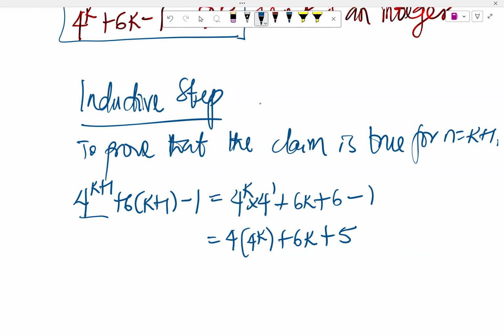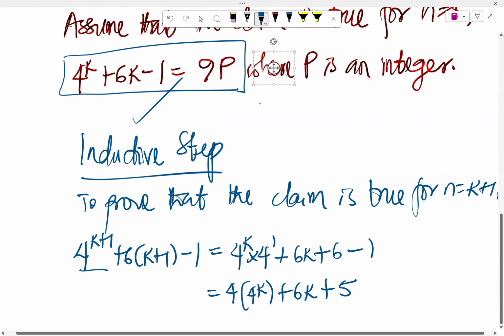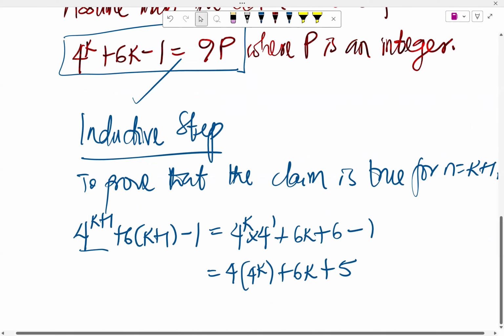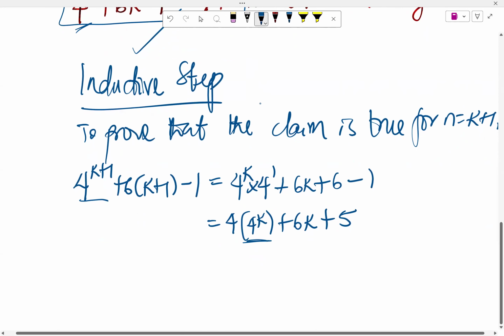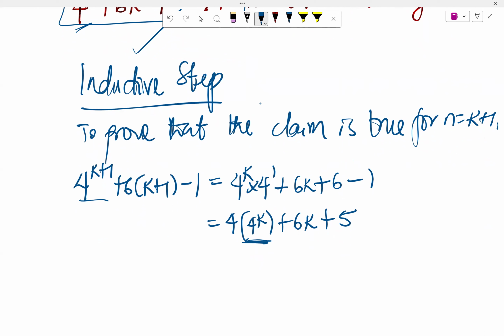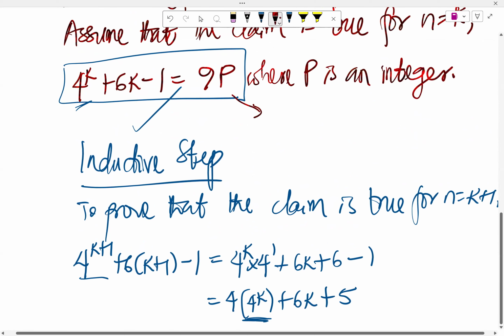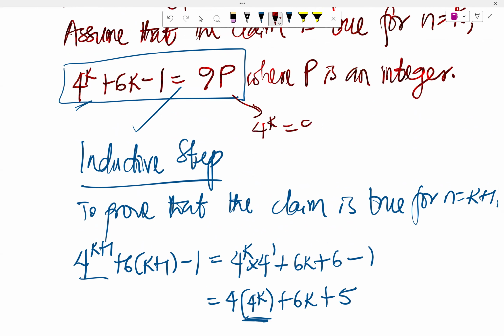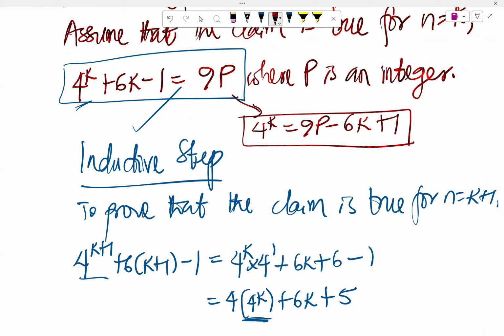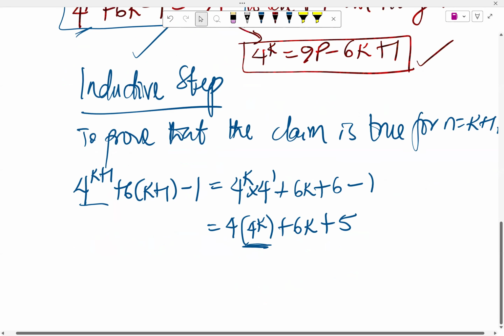What I'm going to do is look at the inductive hypothesis. If you make 4 raised power k the subject of the formula, we can replace it so that we don't have 4 raised power k anywhere again. From here, we know that 4 raised power k is the same thing as 9p minus 6k plus 1. You transfer this, and the signs change. So you can use this now in this expression.